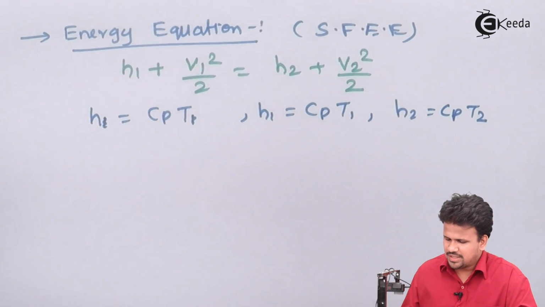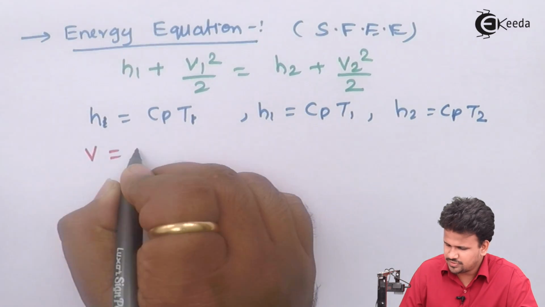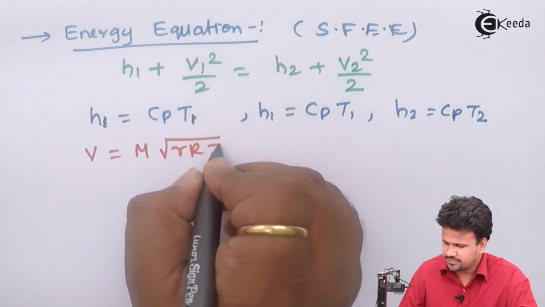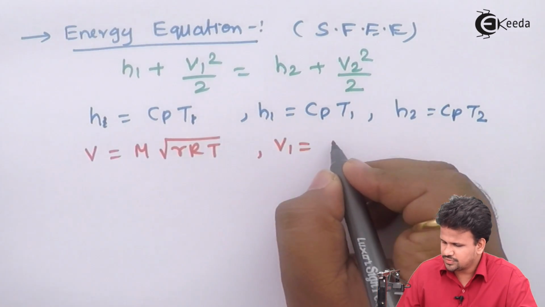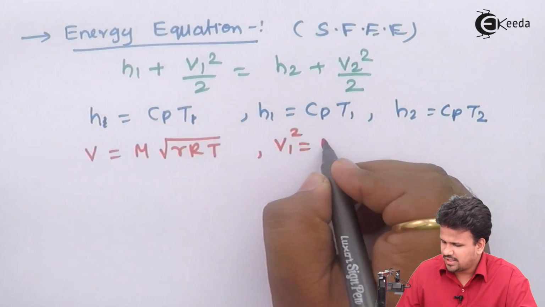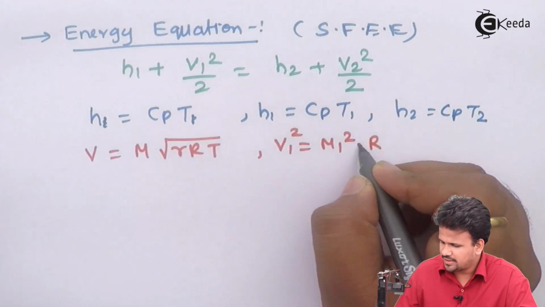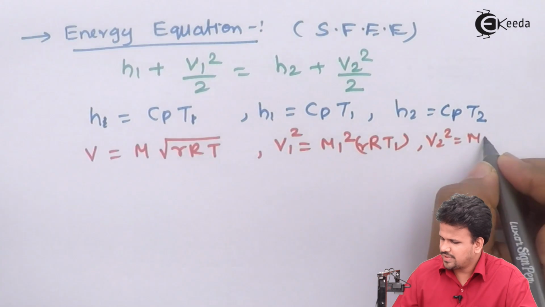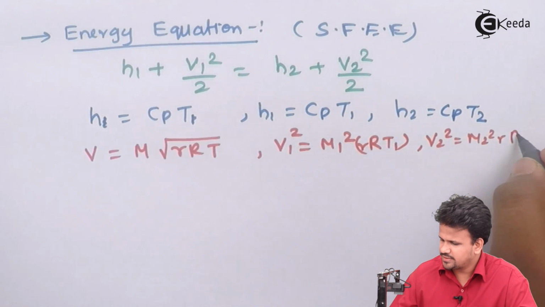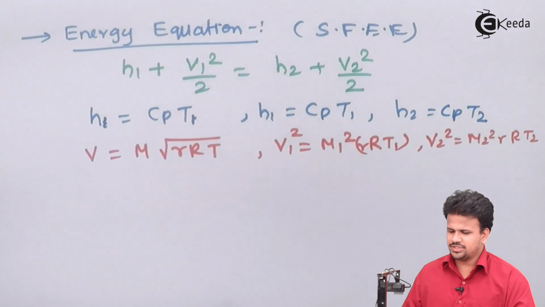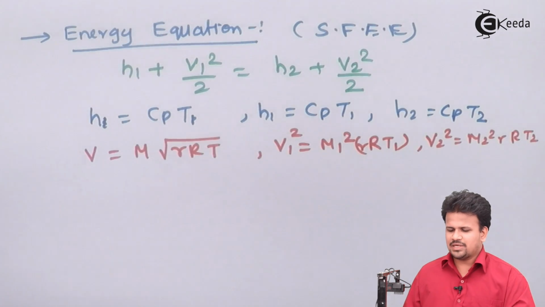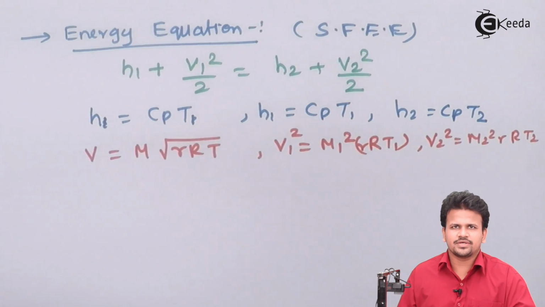Along with this, we know that V is equal to M into the square root of gamma R into T. So V1 square will be equal to M1 square into gamma R into T1. Similarly, V2 square is equal to M2 square into gamma R into T2. So this value we have seen. Now let us substitute these two values in the steady flow energy equation and calculate the ratio of the temperatures T1 and T2, that is the upstream temperature and the downstream temperature.